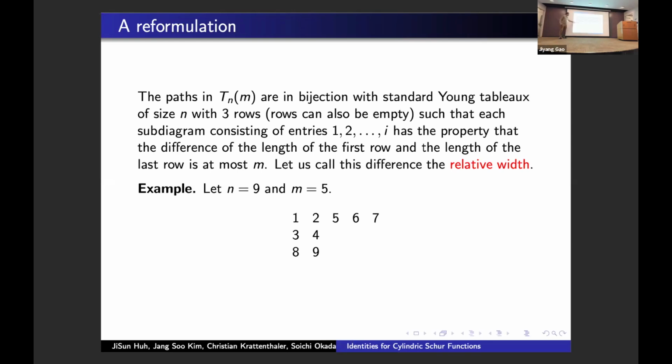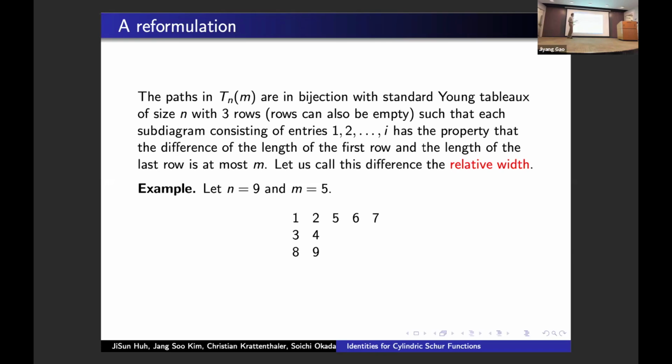So I give you an example. Here's a standard Young tableau, and I hope that everybody knows here what a standard Young tableau is. Otherwise, you shouldn't have passed the entrance exam to this. Right, so n is 9, so it's a standard Young tableau of size 9. And the difference of the length of the first row minus the length of the last row is at most 5.